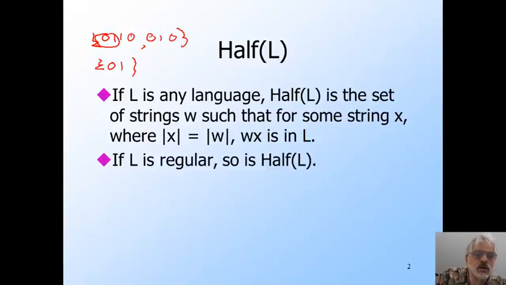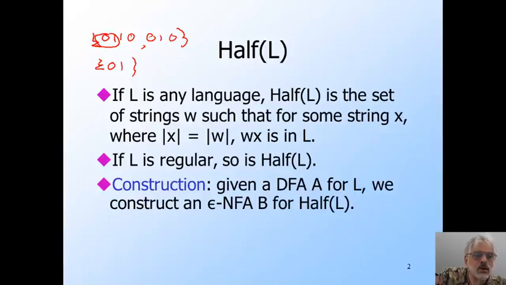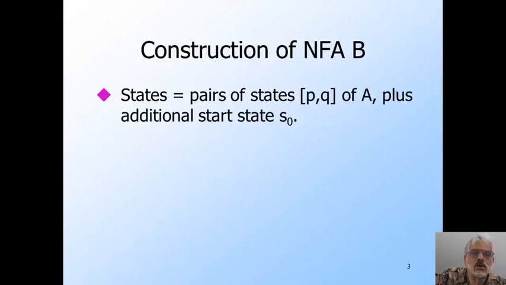We want to prove that if L is regular, then so is half of L. And we're going to start with a DFA called A for L. And we're going to construct an epsilon NFA called B, whose language is half of L. So here's how we're going to construct B from A. First, the states of B are pairs of states of A, plus an additional state S0, which is the start state of B.